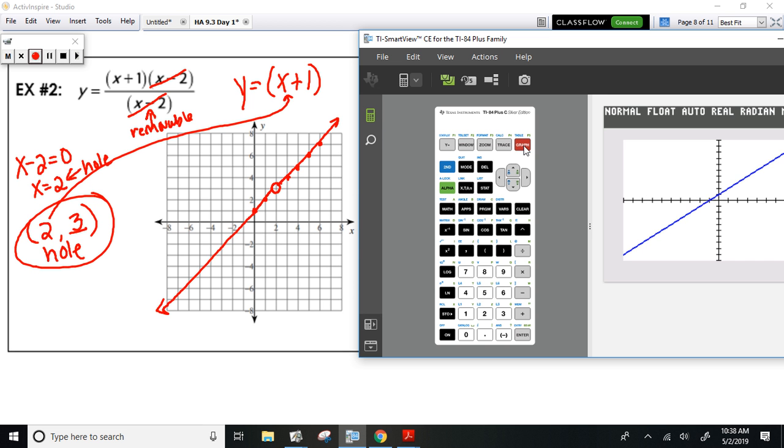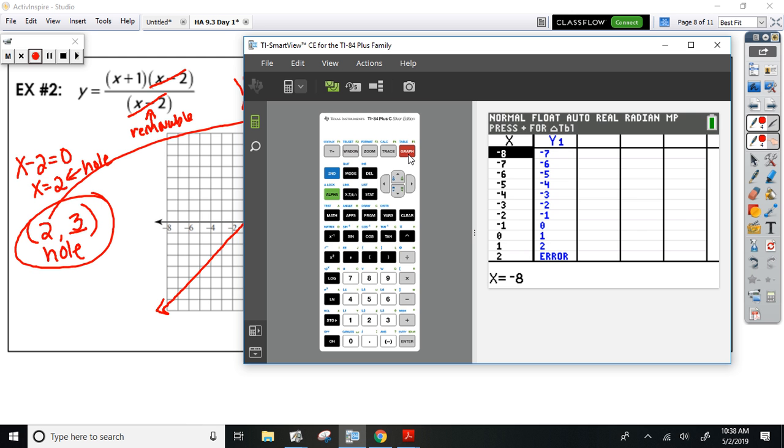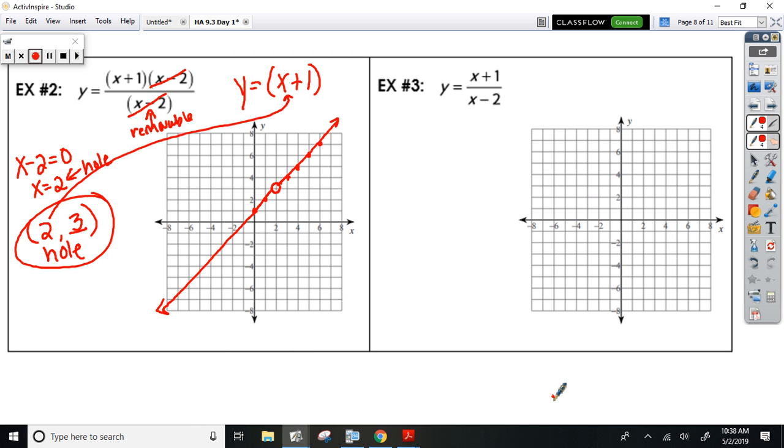Press our graph button. Again, the hole is not going to show up. It's going to look filled in, but when we go to our table, you'll see that at 2 there is an error. So you can see that it's clearly not part of your domain. Okay? That's a discontinuity occurring at 2, 3. All right, in example 3, can we simplify anything out? Can we cross off the x's? No. Good. So nothing's able to be simplified, so we have no removables. We have a non-removable.